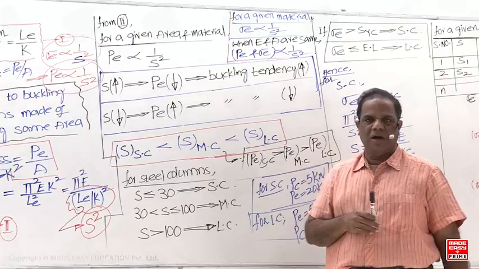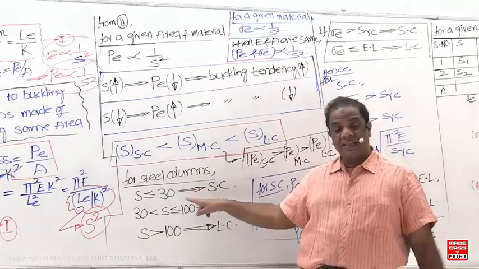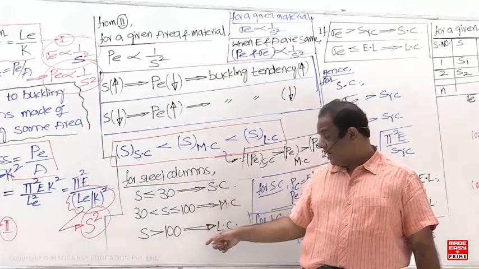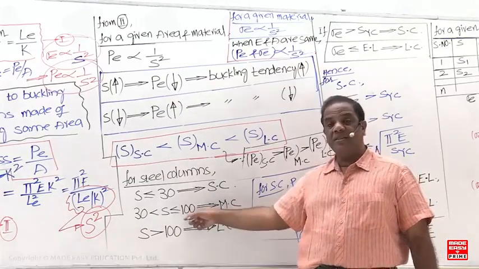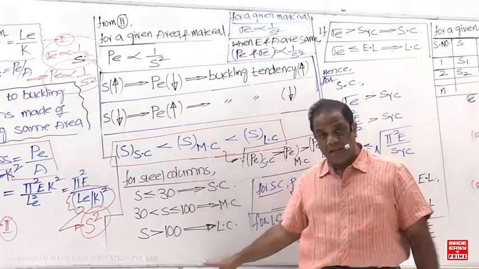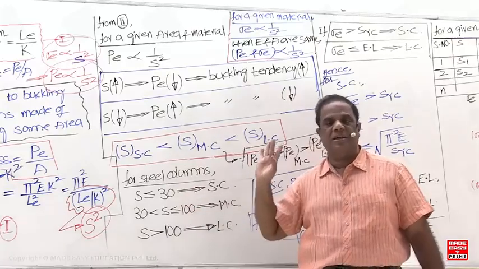the moment of inertia. So if we can find out the slenderness ratio, if it is less than 30, it is a short column. More than 100, long column. Between 30 and 100 is a medium column. But these limits are valid for steel. If I change the material, suppose aluminum or cast iron, once again these limits change.